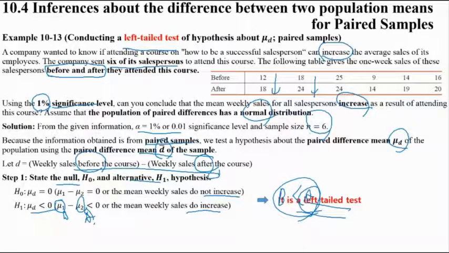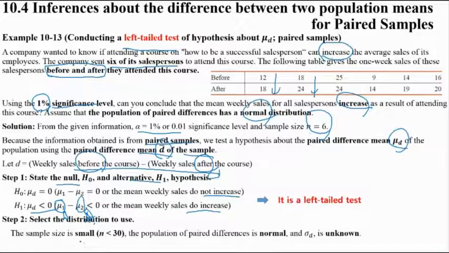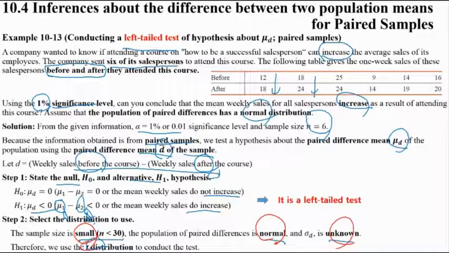Okay, left hand, right? So for the distribution, the sample size should be 30 or less, right? And normal, unknown. Then we're getting the t distribution. I think red color is better. Right, let me change it. Okay. Small, normal, unknown, small. That's why t distribution.